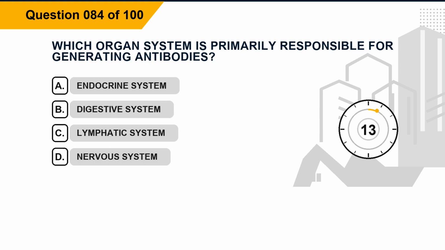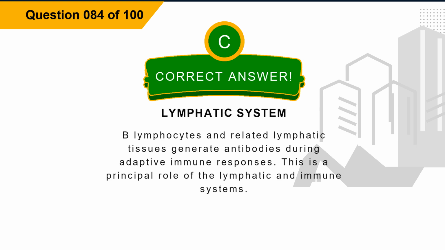Question 84. Which organ system is primarily responsible for generating antibodies? Option A, endocrine system. Option B, digestive system. Option C, lymphatic system. Option D, nervous system. The correct answer is option C, lymphatic system.